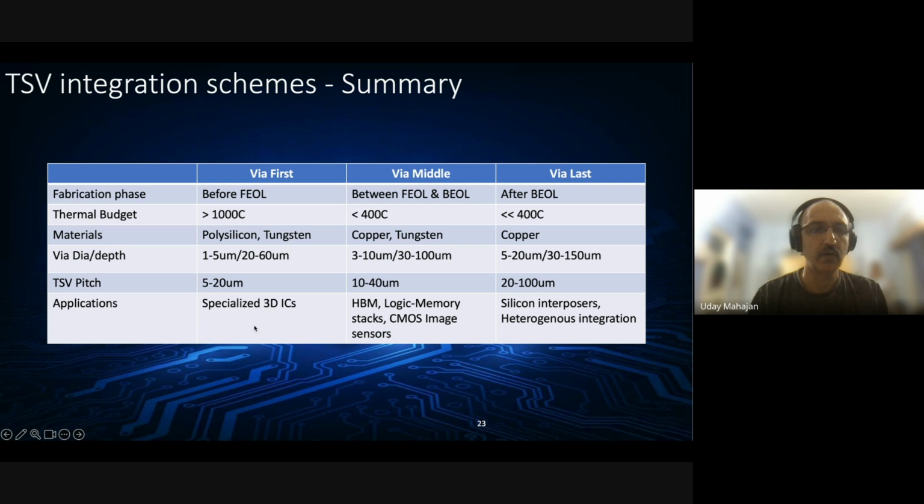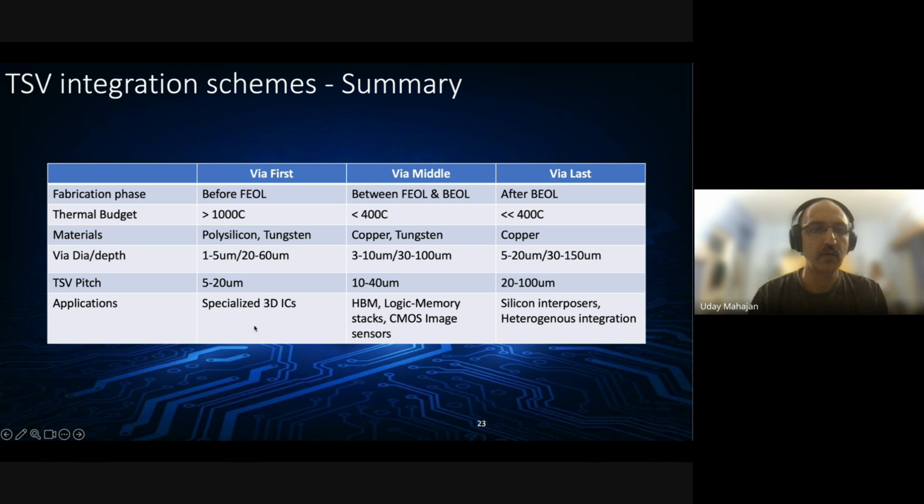Materials are typically 90% plus copper, and the TSV depths and diameters you can see there are roughly 3 to 10 microns in diameter and 30 to 100 microns deep. And the pitch is roughly 10 to 40 microns. The applications are CMOS image sensors, logic to memory stacks, and of course, HBM, which we discussed earlier.